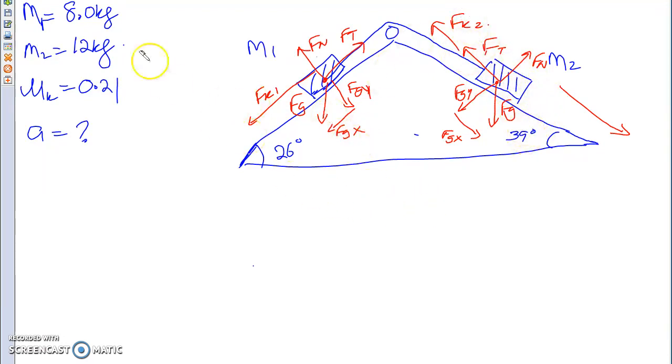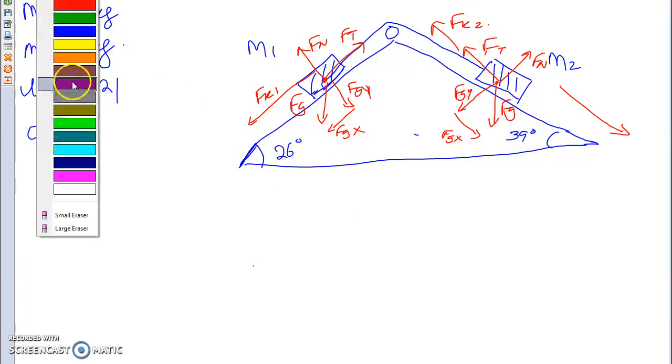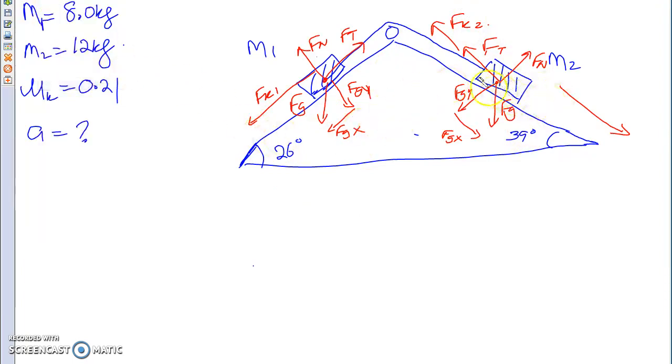So to break this down, this is what we need to do. Our system's equation is going to be the following. Now what's causing my object to be moving forward this way? So this is going to be this FGX right here. So I'm going to say FG2X minus what is pulling back on the other side, FT, minus FK2, which equals mass 2 times acceleration.